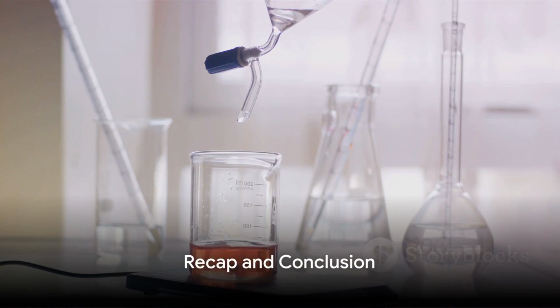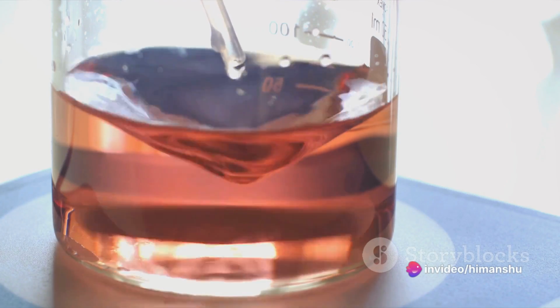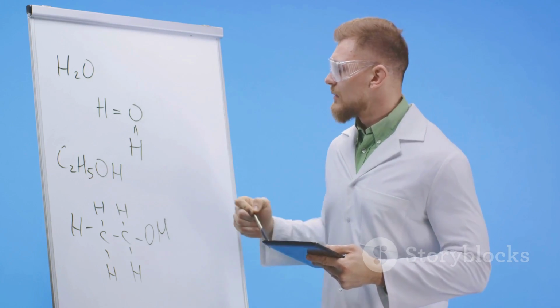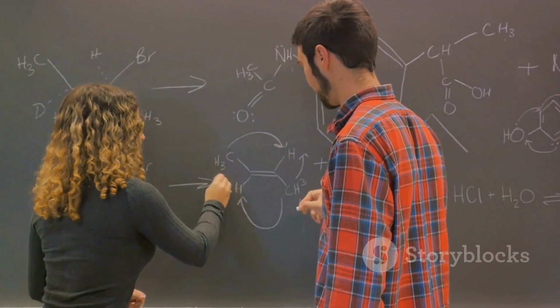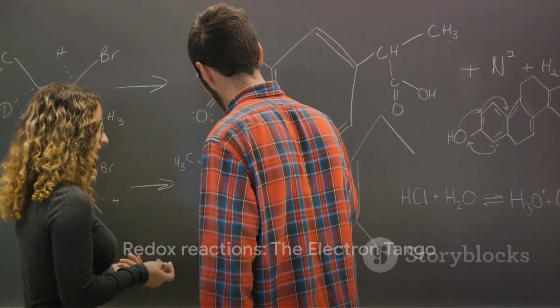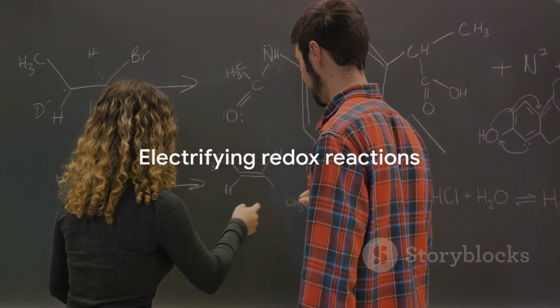So to recap, a redox reaction is all about the transfer of electrons. We identify the species being oxidized and reduced, break the reaction down into half reactions, balance the atoms and the charge, equalize the electrons, and then combine everything back together. Simple, isn't it? Well, as with all things chemistry, practice makes perfect. So why not try a few redox reactions on your own? You might just find them electrifying.